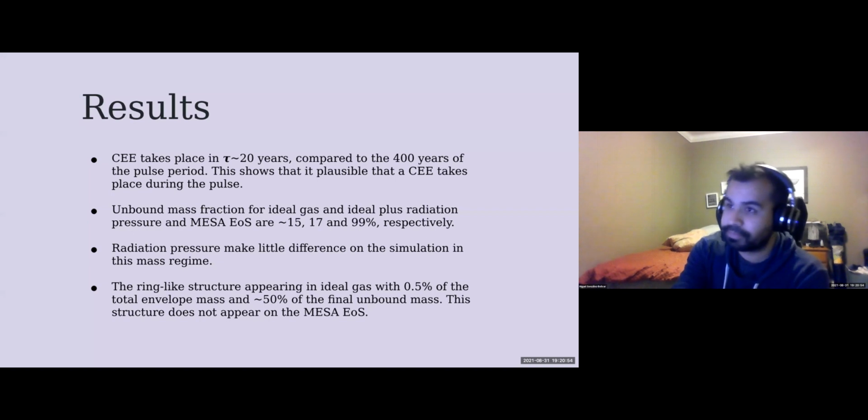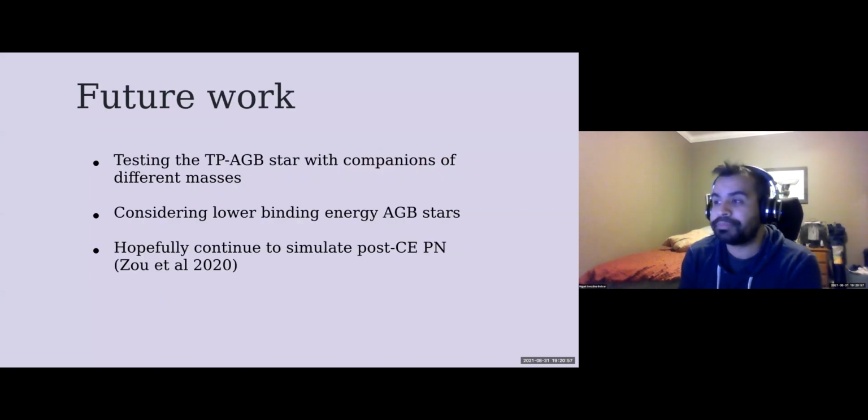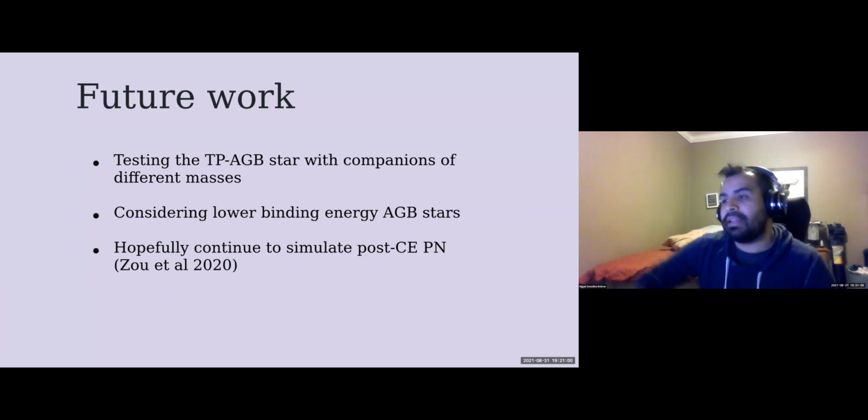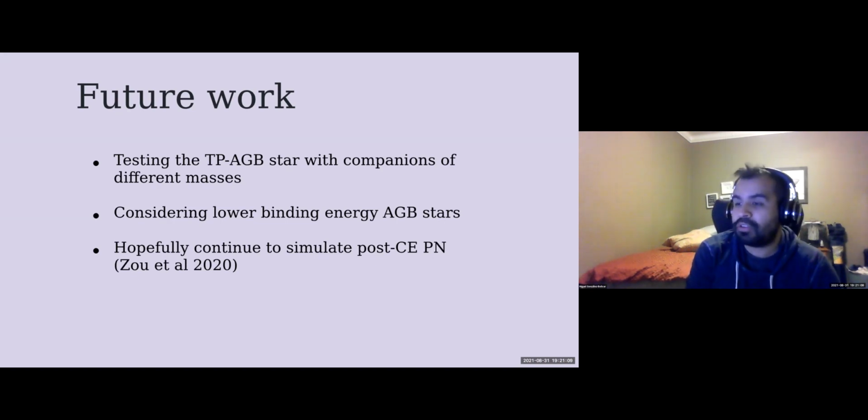For the future work, we want to test this same model with other types of companions with different masses, which basically means changing the mass ratio. We also want to consider lower binding energy. That means probably just using a different model, like a higher pulse in which you have a slightly larger expansion, which means having a lower binding energy. And hopefully we can continue to simulate the post-common envelope structure as it was done by Sue in 2020.